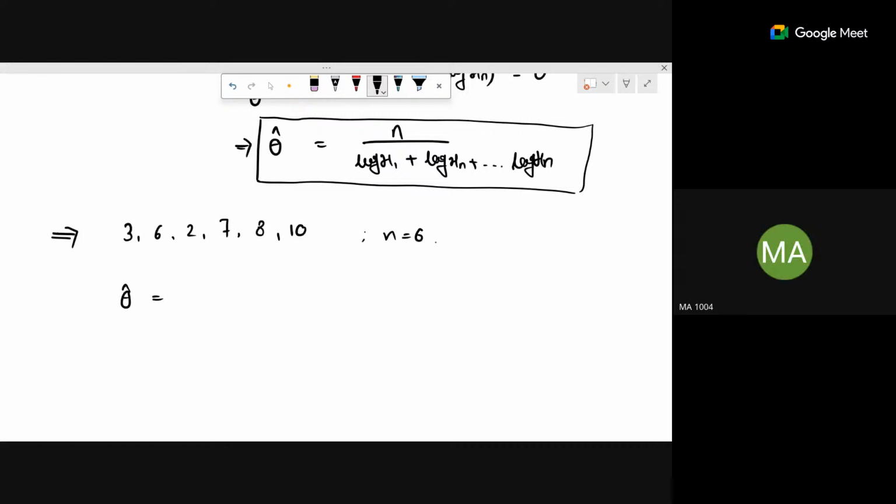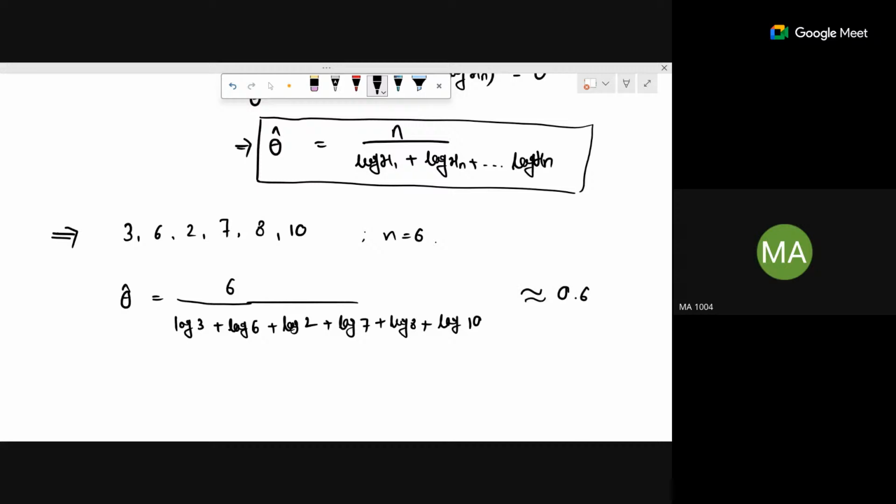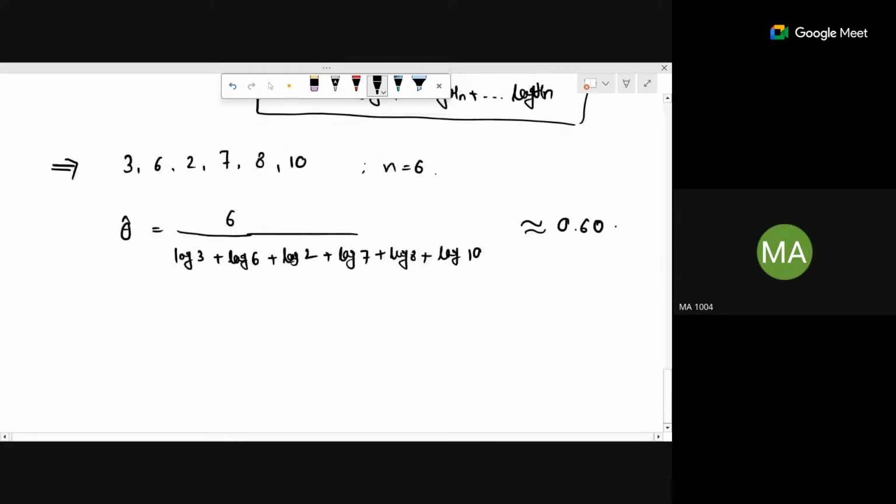And we just take the log of each number and add them. That's it. That's our solution. Log 3 plus log 6, log 2, and all these things, plus log 8 plus log 10. That's it. Once we calculate all these values, it will give you some value around 0.60. So that is the estimated value for theta hat for the given sampling.